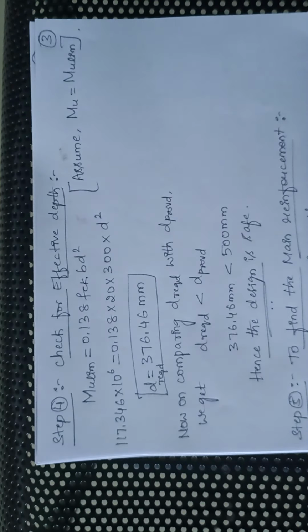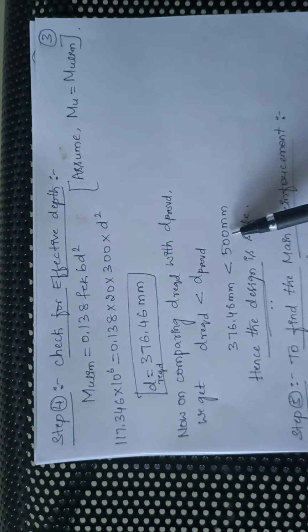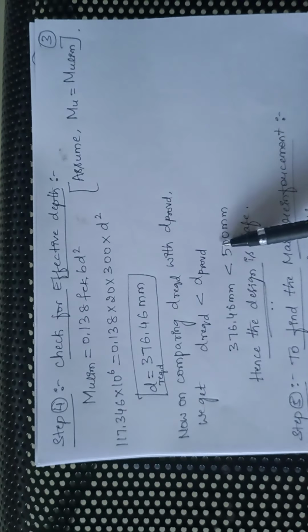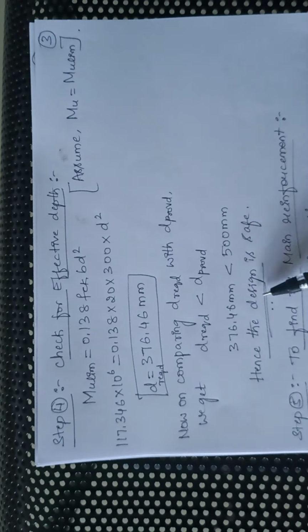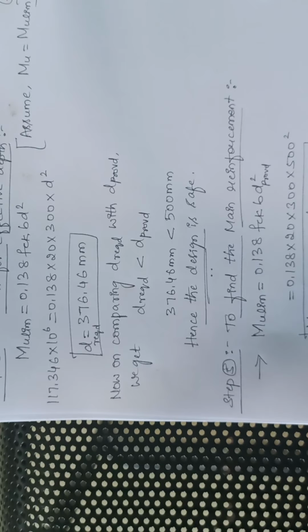But what we have provided is from the first step. From the first step, we got the value of d as 500, which is our provided d. So let us compare that value with this value. On comparing this, we will get the provided value is greater than the required, hence the design is safe. Now let us move to the next step.